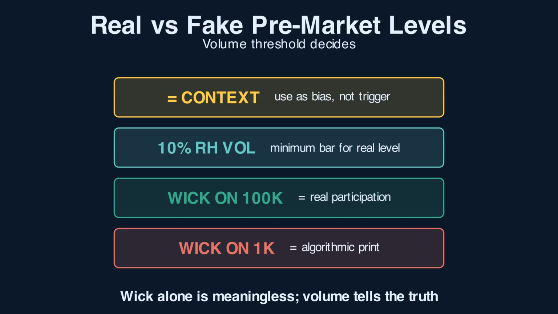The threshold is roughly 10% of the stock's typical regular hours volume at that price. Below that threshold, the wick is noise. Above it, the wick is a level worth watching. The number on the volume bar is the entire filter.